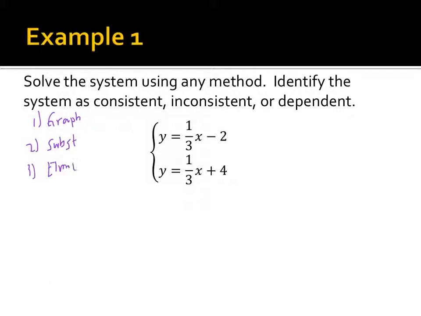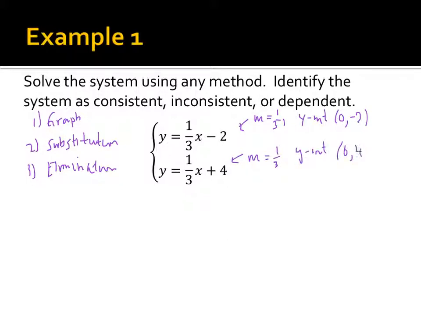But I look at this and I go, wow, someone already went to all the work and solved both equations for me. I know that here the slope is 1/3, and I know here the y-intercept is (0, -2). And then in this equation, the slope is still 1/3, and the y-intercept is (0, 4). Oh, that's just begging me to graph. I don't have graph paper, but this is an easy thing to graph, so I'm going to go ahead and graph them anyway.